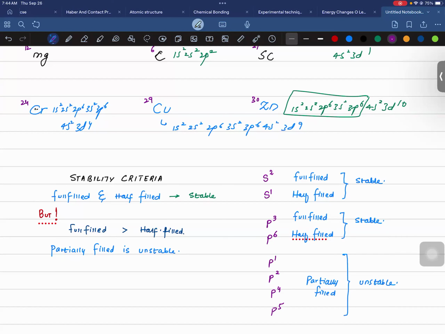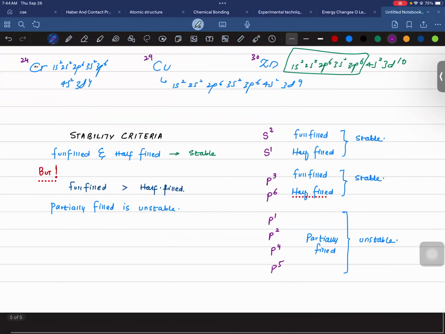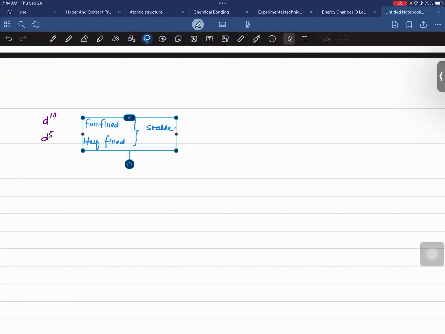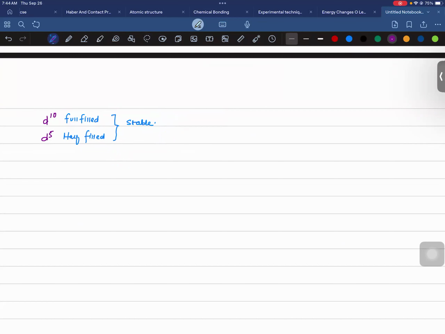Okay. And what about the d orbital, the d subshell? Let's suppose you have d10 and d5. This is fully filled, this is half filled. So these are more stable. But if you have d1, d2, d3, and then d4, and then d6, then d7, then d8, then d9, ultimately I can say that they are partially filled, and partially filled are less stable.